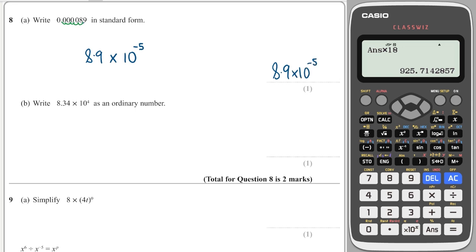like such. And now we're going to write this as an ordinary number, so we're going to start with 8.34, and then we're going to multiply it by 10 four times, so 1, 2, 3, 4, and we're going to put zeros in any gaps like that. So we're going to get 83400.